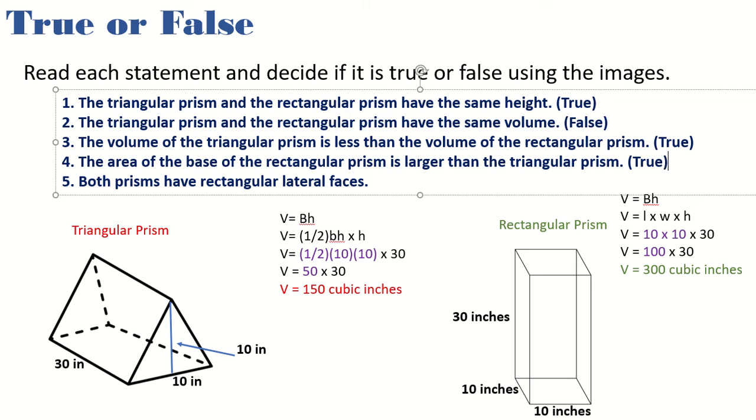Last question. Both prisms have rectangular lateral faces. Okay, remember the lateral faces are the outside shapes around the bases. And for the rectangular prism, all they have is rectangles. We have to look at the triangular prism. For the triangular prism, the bases are triangles, and these outside faces are rectangles. You see that this is a rectangle. So that is also true. So we only had one false statement there, which was question number 2.